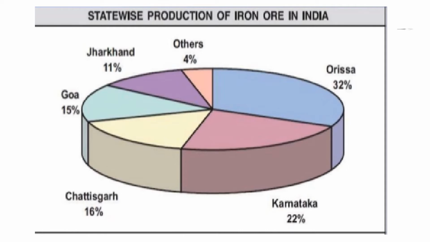Let's see the state-wise production of iron ore in India. Odisha is 32%, Karnataka is 22%, Chhattisgarh lies in 16%, Goa 15%, Jharkhand 11% and other states compressed together is 4%.